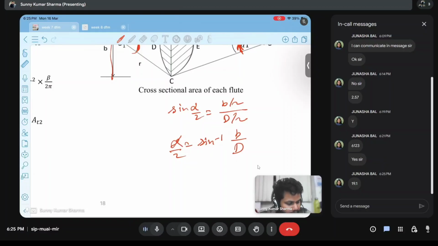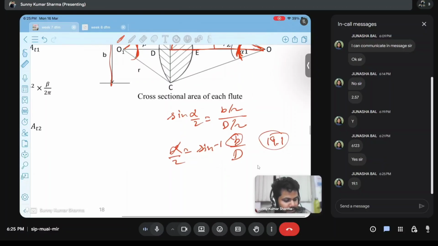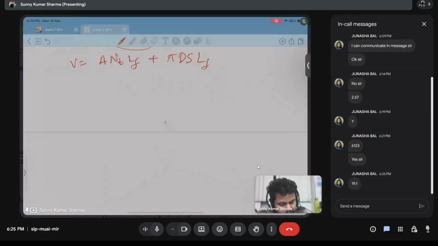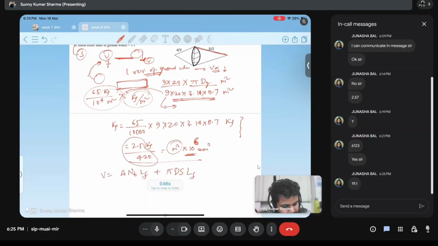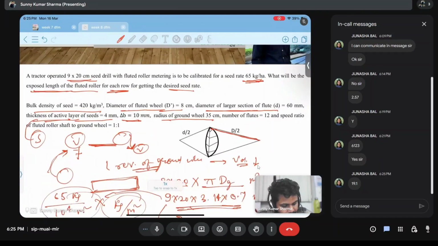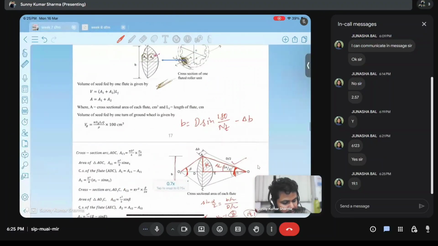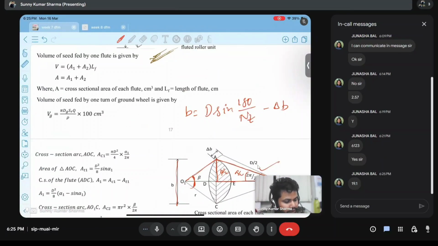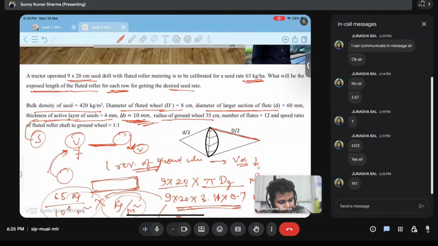You got 19.1. But what was the value of B in the question? B is not given. In class we have discussed that V is equal to T sin 180 by 90 minus delta. Only this delta V is given in this. This delta V is 10 mm.